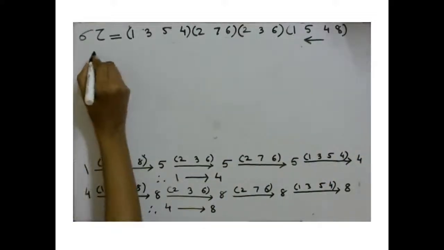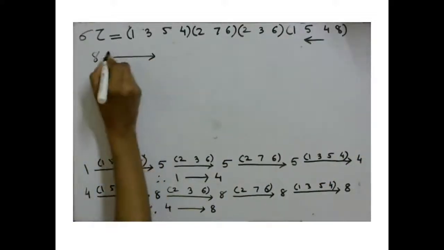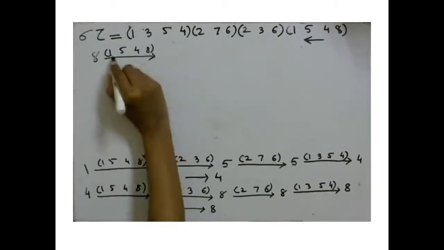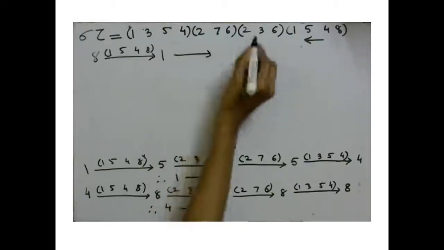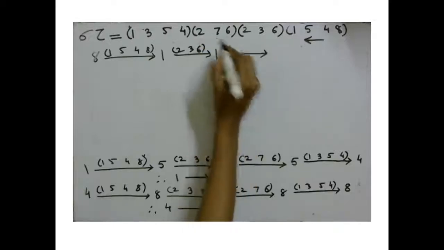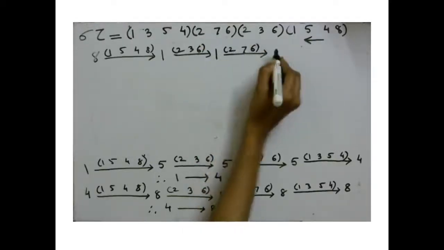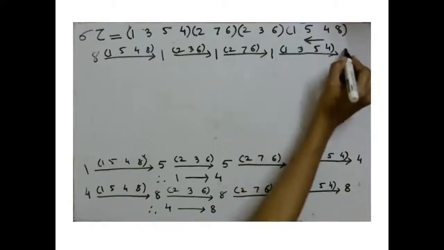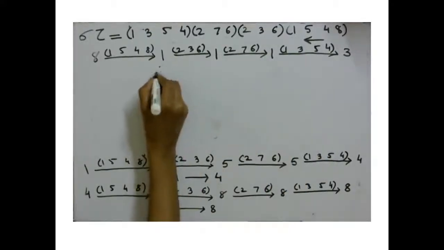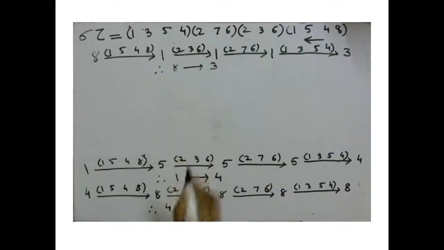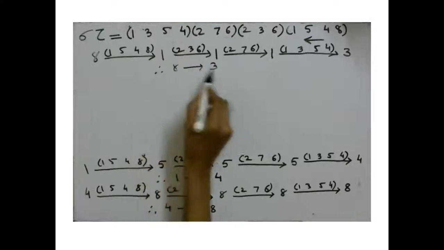So start with the rightmost cycle again. What we observe is that in the cycle 1, 5, 4, 8, 8 goes to 1. Then in the next cycle 1 is not there, 1 is fixed. Again in the next cycle 2, 7, 6, 1 is fixed. And in the last cycle 1, 3, 5, 4, 1 is mapping to 3. So what is the conclusion? That 8 maps to 3. So what we have got: 1 maps to 4, 4 maps to 8, 8 maps to 3.